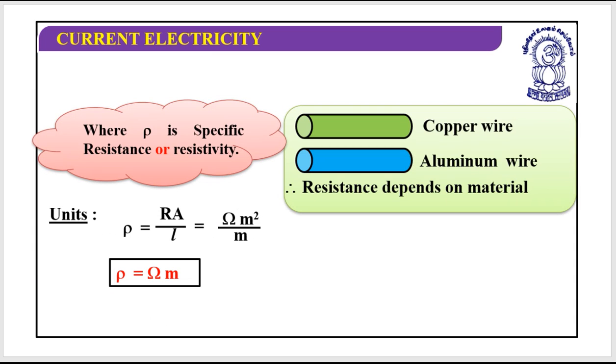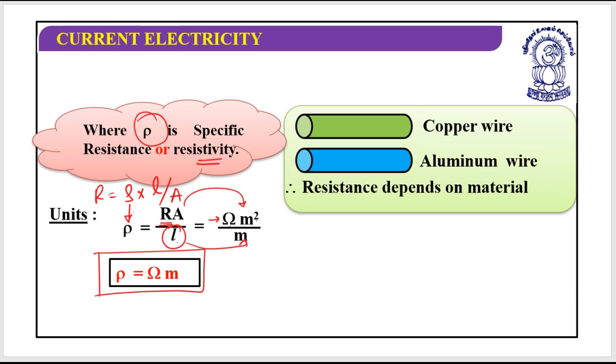Now let's look at what resistivity or specific resistance is. Here rho is the specific resistance or resistivity. We have this relation R is equal to rho multiplied by L by A. So from here I can have rho is equal to R into A by L. The unit of R is ohm, the unit of area is meter square, and the unit of length is meter. So this is ohm into meter square by meter, which is ohm into meter.